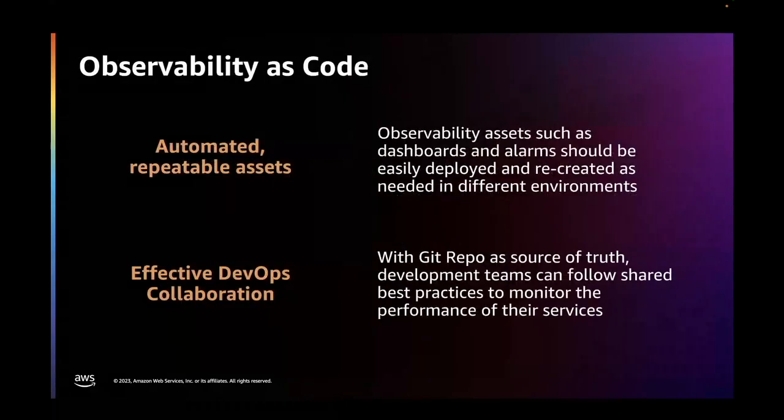Next. So the answer is observability as code. You want to treat observability as code and automate it, just like you would treat your infrastructure and application. You want to version your observability stacks as a single source of truth in GitHub or other repositories. Doing so allows you to build automated and repeatable assets.